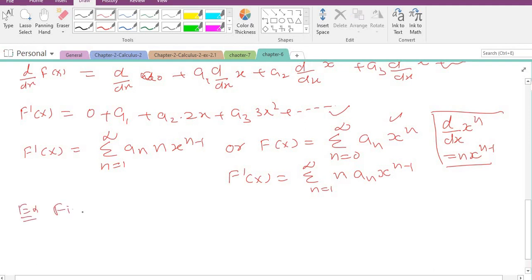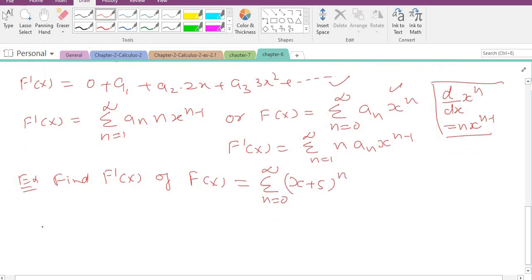Find the differentiation f'(x) of the function f(x), which is given as a power series from n equal to 0 to infinity of (x + 5)^n. So what we have to do? Nothing much. The solution of that one is the differentiation of that.